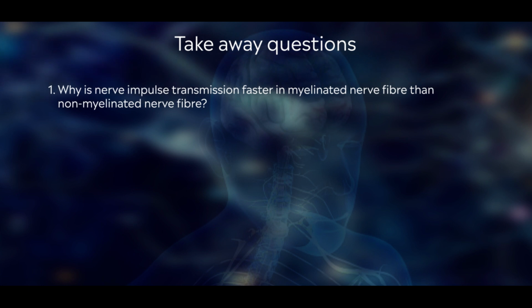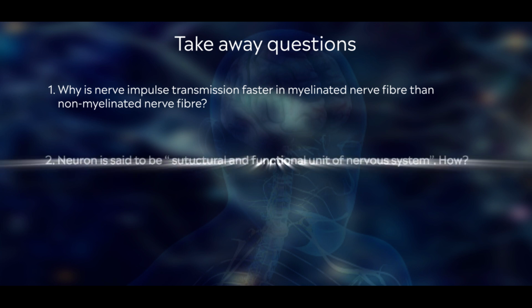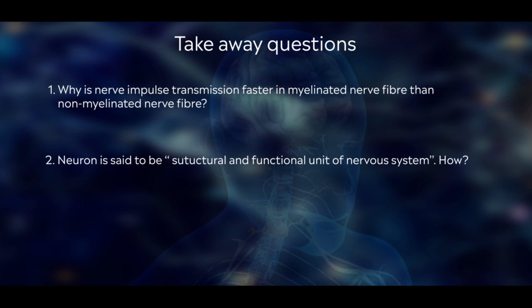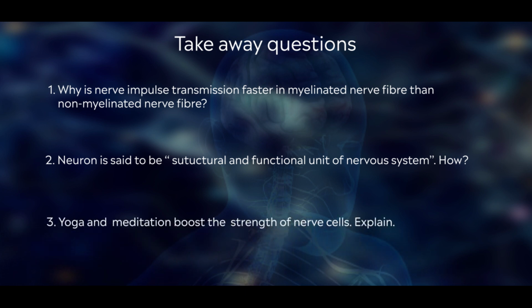Question number 1. Why is nerve impulse transmission faster in myelinated nerve fiber than non-myelinated nerve fiber? Question number 2. Neuron is said to be structural and functional unit of nervous system. How? Question number 3. Yoga and meditation boost the strength of nerve cells. Explain.